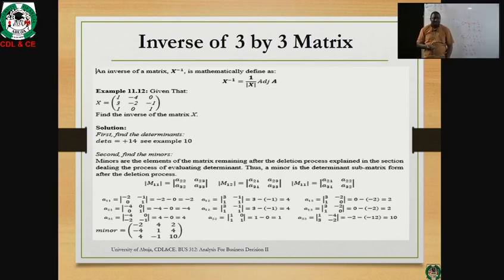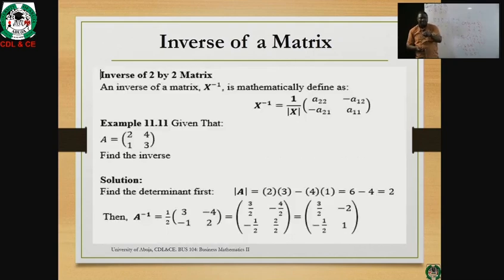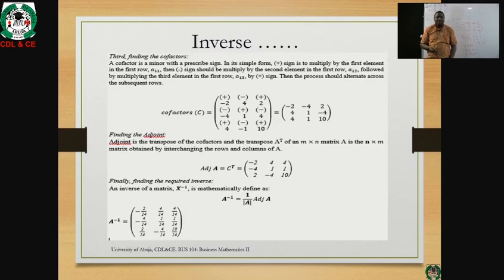Then the second step is to find the minor. How do we get the minor? By eliminating each row and column, which eventually gives us the minor matrix, which we have at the lower part of what is projected to you on the screen. If you look further, by multiplying them by plus, minus signs, we have what we have here. By multiplying them by plus, minus signs, we have the cofactors. How do we get the cofactor? We place alternating plus, minus signs on it. Then we have a new matrix called the cofactor.